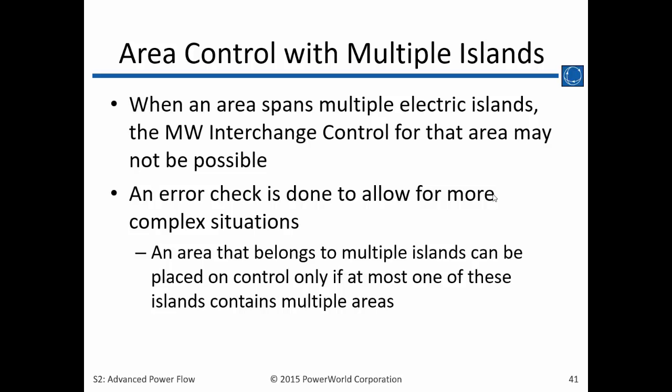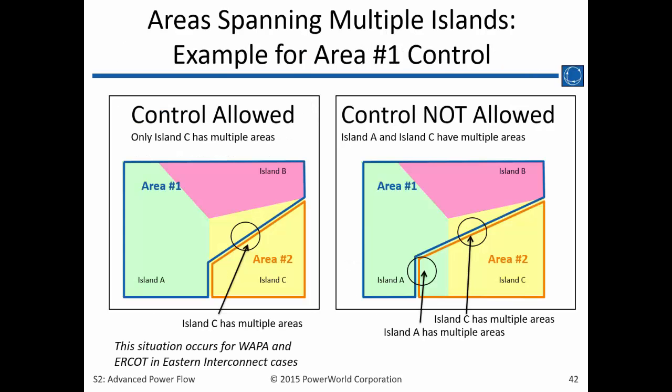So let's talk about area control with multiple islands. When an area spans multiple electrical islands, the megawatt interchange control for that area may not be possible. An error check is done to allow for more complex situations. So an area that belongs to multiple islands can be placed on control only if at most one of these islands contains multiple areas. Gets a little confusing to think about, but we try to graphically illustrate it.